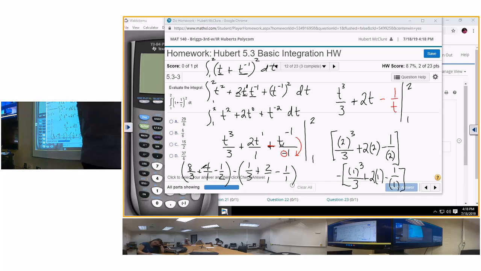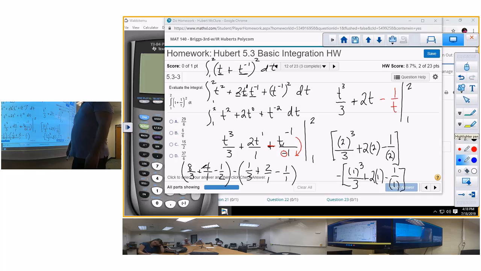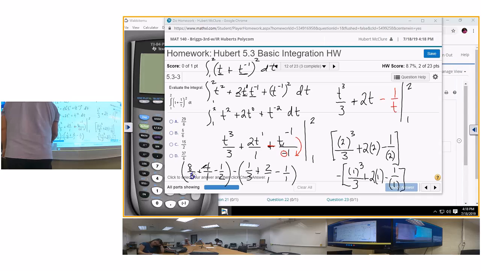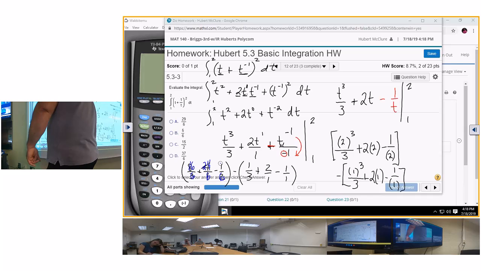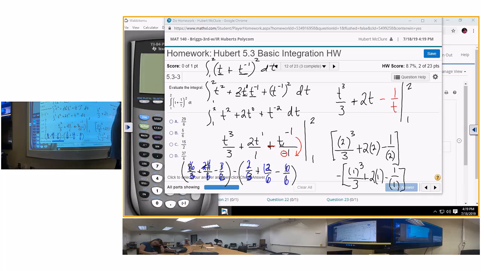And now I have to get a common denominator of what? 6. So I'm going to take my handy dandy blue marker. 3 will go into 6 2 times. 2 times 8 is what? 16. 1 will go into 6 6 times, 6 times 4 is 24. 2 will go into 6 3 times. 3 will go into 6 2 times. 1 will go into 6, 6 times 2 is 12. And 1 will go into 6 6 times. 6 times 1 is 6.